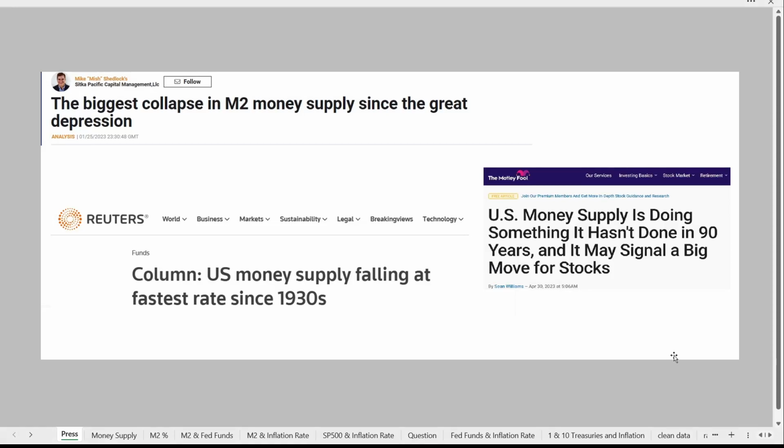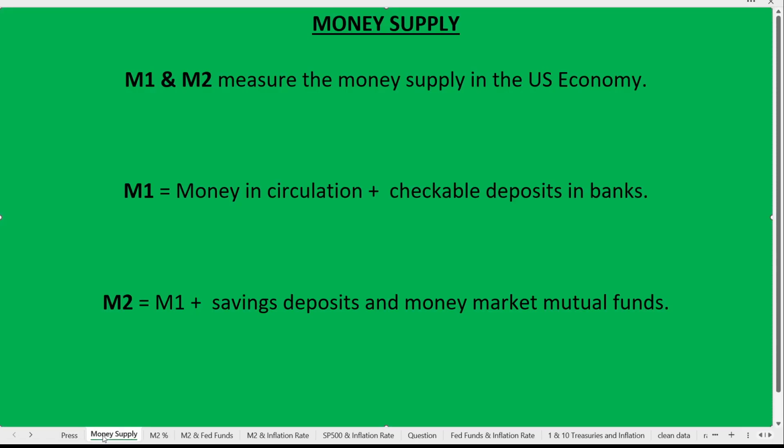Welcome back. Today we're going to talk about something that may seem a bit academic, but I think you're going to find it very interesting, and it's very relevant and very unusual. You may have seen some headlines over the past few months talking about M2, the collapse of M2. What is M2? What is the measure of money supply?